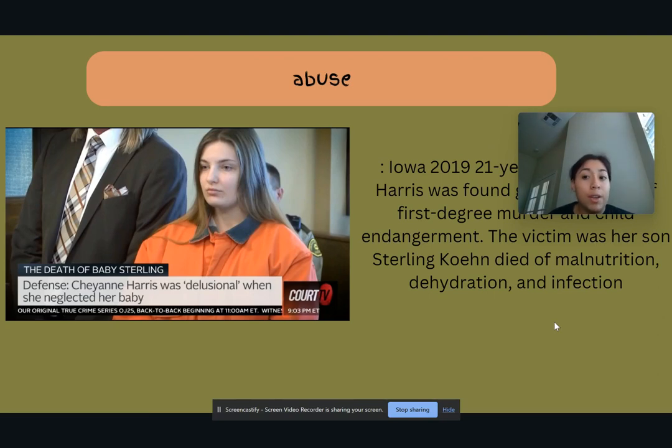And this is one of the case files I found. Iowa 2019, 21-year-old Cheyenne Harris was found guilty by jurors of first-degree murder and child endangerment. The victim was her son, Sterling, I think I might be butchering this, Cone, who died of malnutrition, dehydration, and infection. The baby was only 4 months old and was found on a mechanical swing weighing less than 7 pounds, unattended in the defendant's Terrace apartment. He was also found with feces in his unchanged diaper.